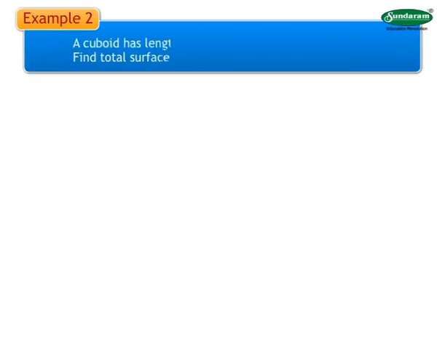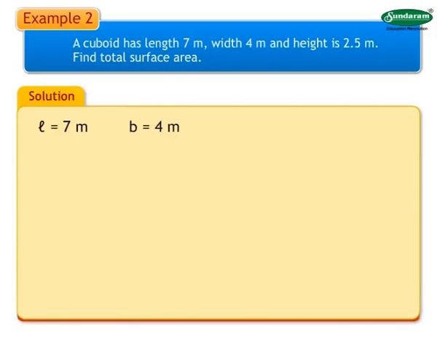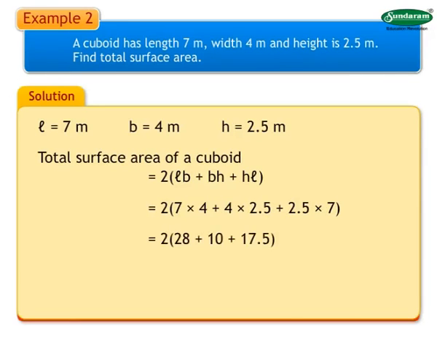Example 2. A cuboid has length 7 meters, width 4 meters and height 2.5 meters. Find total surface area. Solution. Length is 7 meters, breadth is 4 meters, height is 2.5 meters. Total surface area is 2 into length into breadth plus breadth into height plus height into length. This is equal to 2 into 7 into 4 plus 4 into 2.5 plus 2.5 into 7, which is equal to 2 into 28 plus 10 plus 17.5, which is equal to 2 into 55.5, which is equal to 111 square meters.